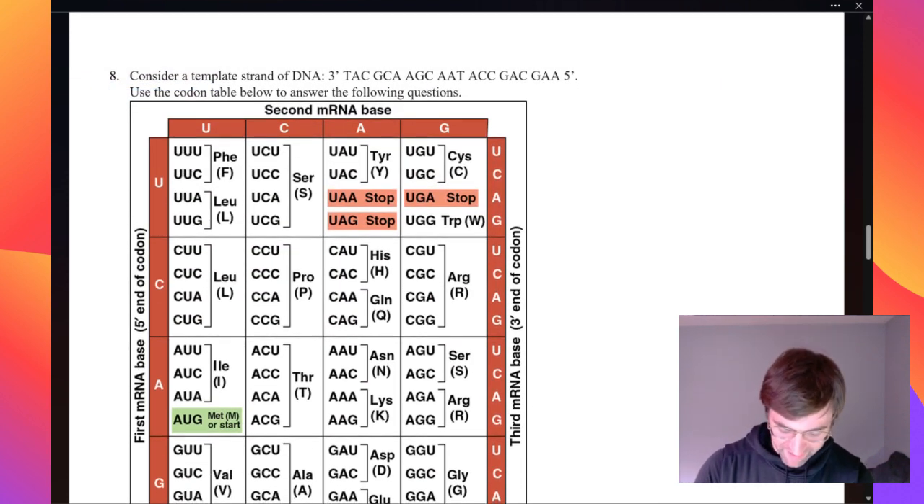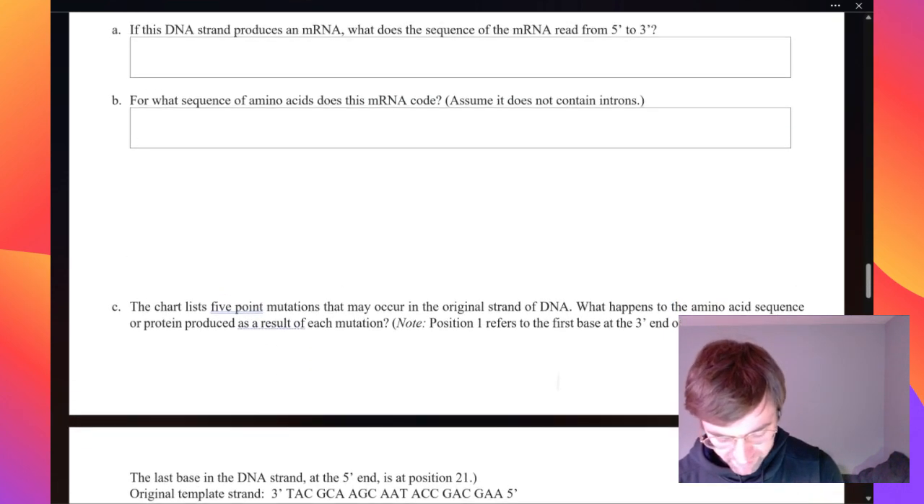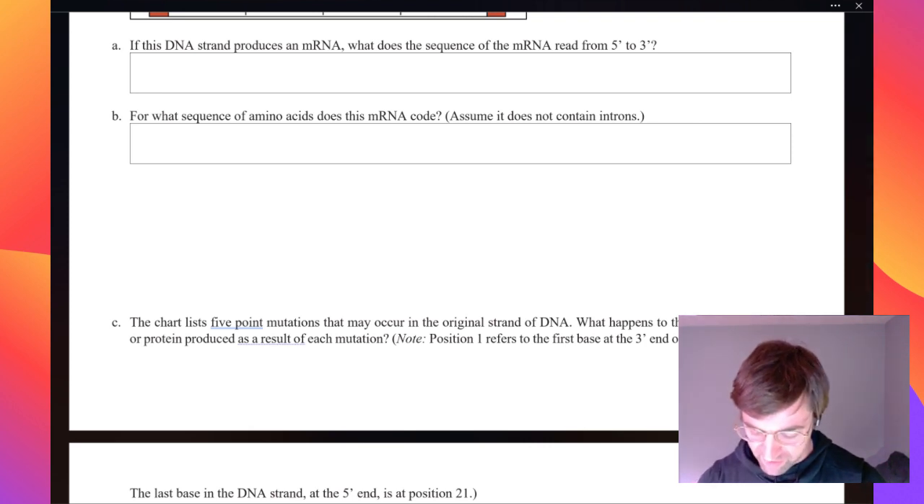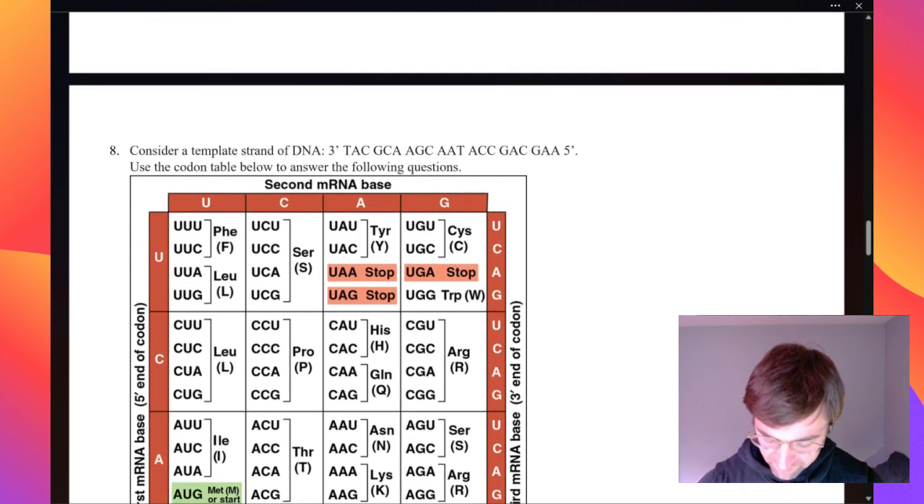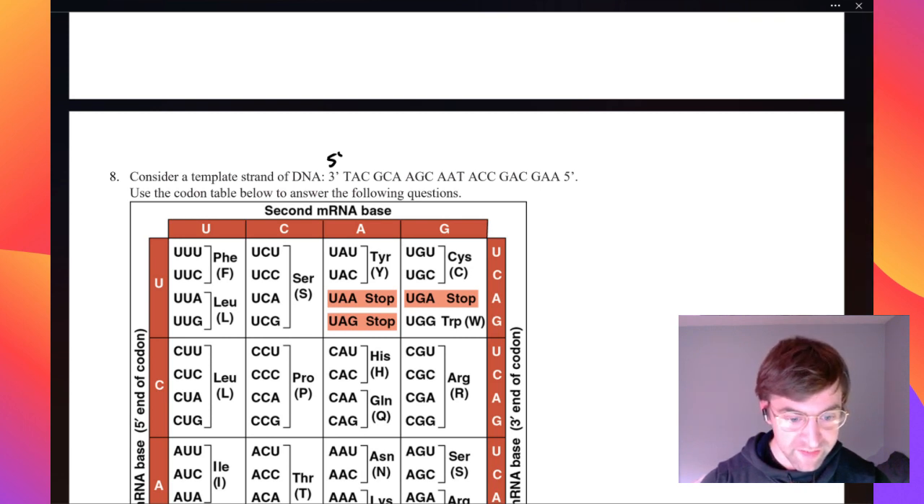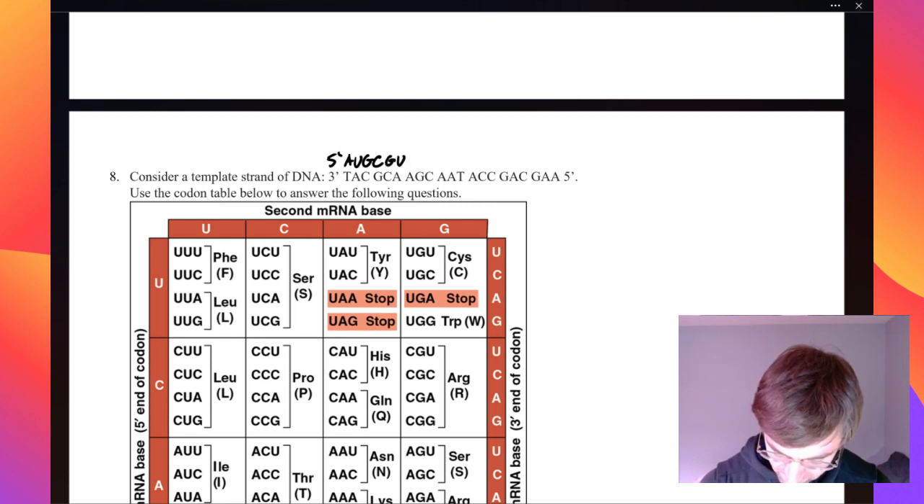Consider a template strand of DNA. Use the codon table below to answer the following questions. All right. If this DNA strand produces an mRNA, what does the sequence of mRNA read from 5' to 3'? So I'm going to be sneaky and just do it up here. We're going to RNA. So T to A to U, C to G, G to C, C to G, A to U, U, C, G, U, U, A, U, G, G.